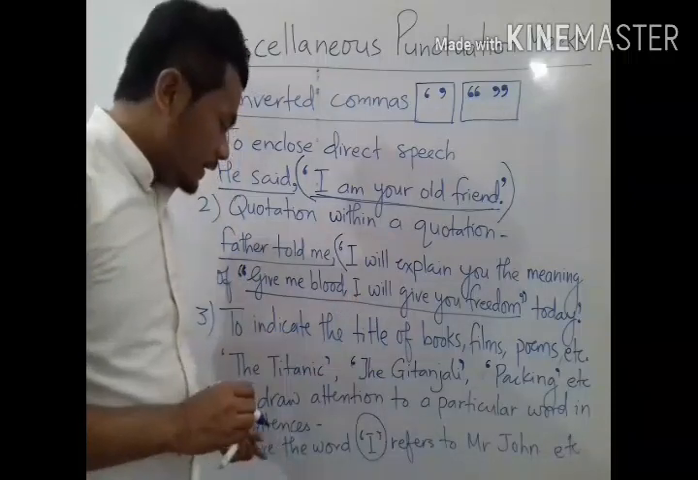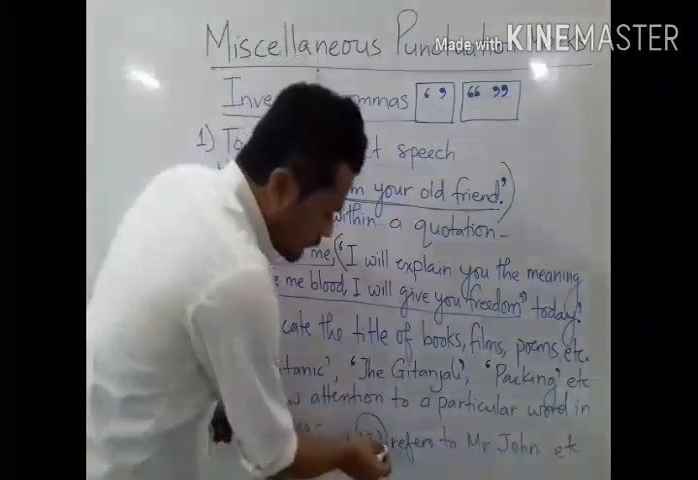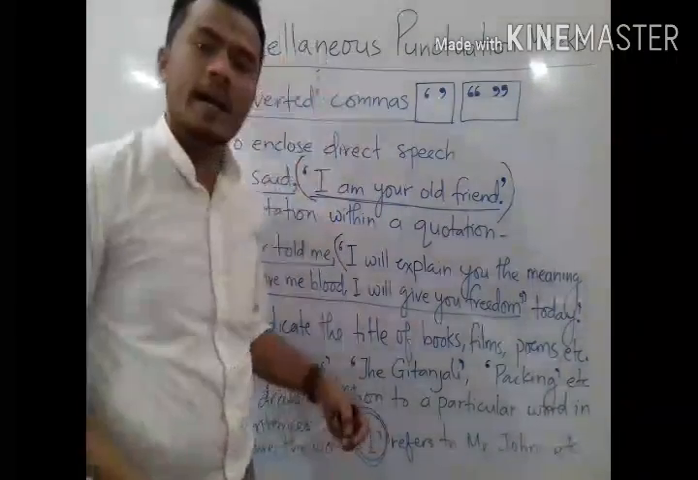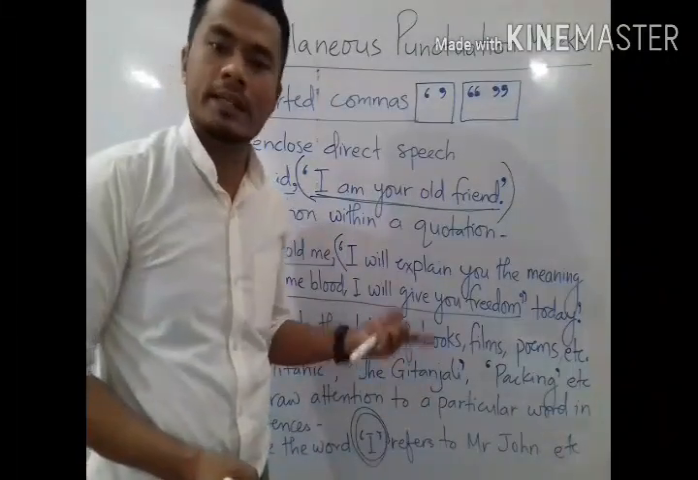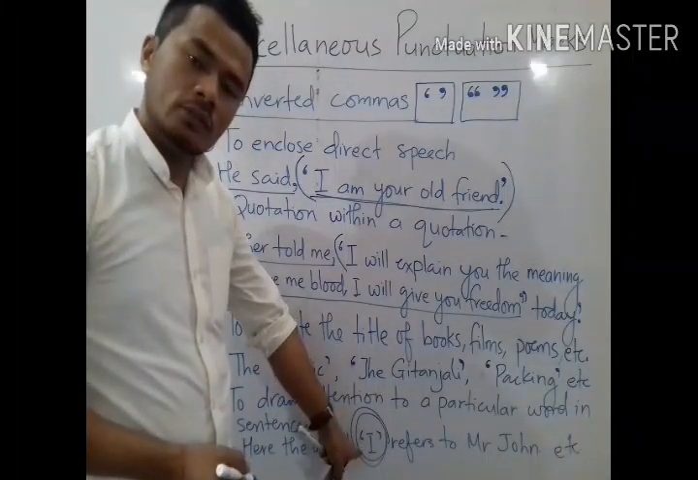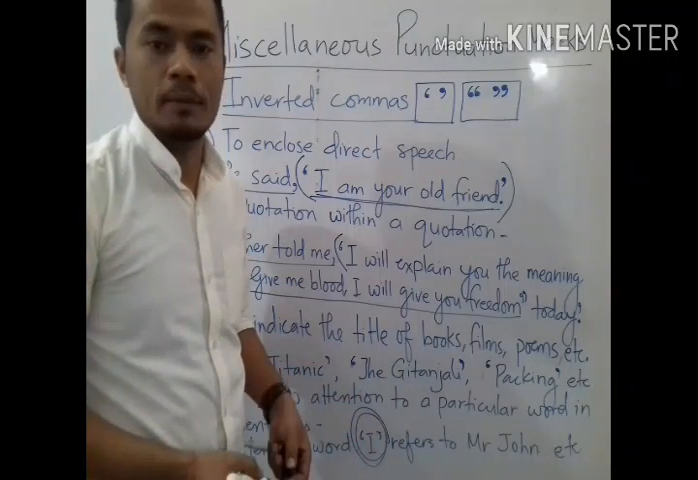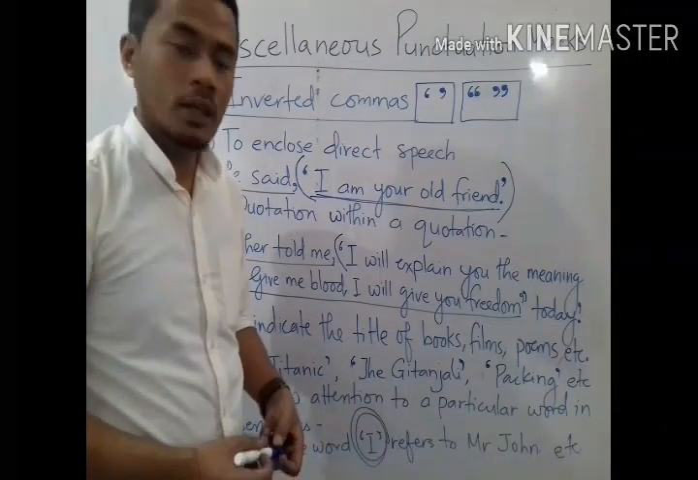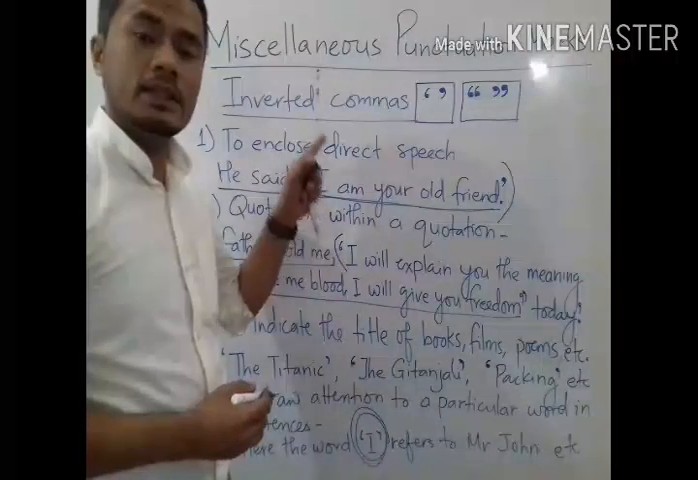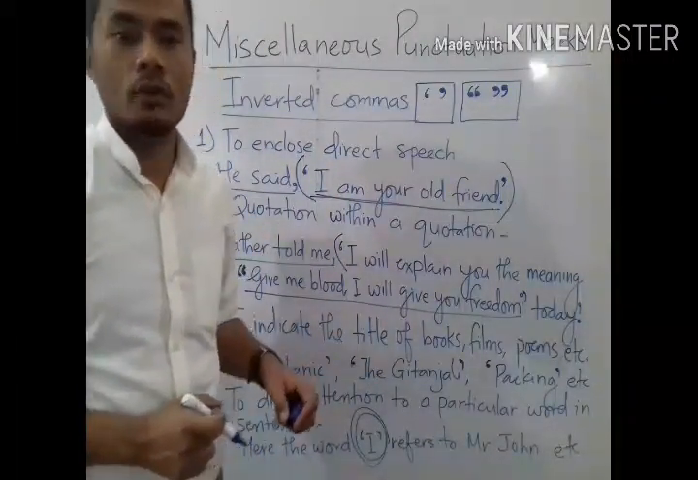So here the word 'I' refers to Mr. John. So we are emphasizing the word I. I have told you that whenever we write I, we have to write it in capital letter. So here we are emphasizing I, so it should be used with single inverted commas. So I hope you have understood these uses of inverted commas, and now you are able to complete all your works.